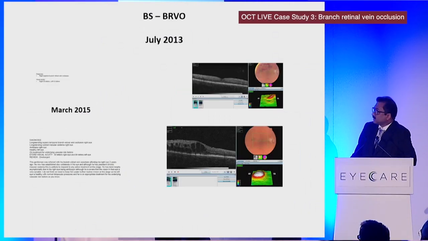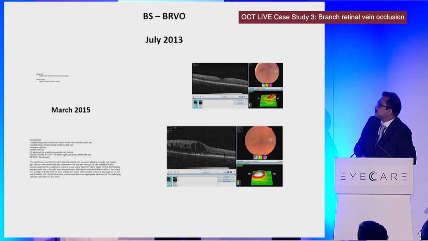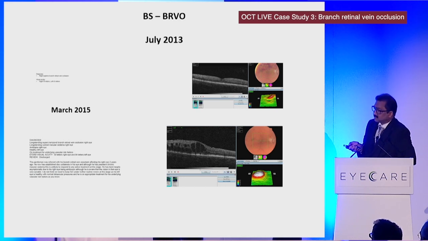Okay. This is Mr. Skillen, who presented in July 2013 with right supratemporal branch vein occlusion. You can see multiple blot hemorrhages, some cotton wool spots, and there was slight thickening at the macula, but at that time it was decided not to treat him, and then probably he was discharged from the clinic.